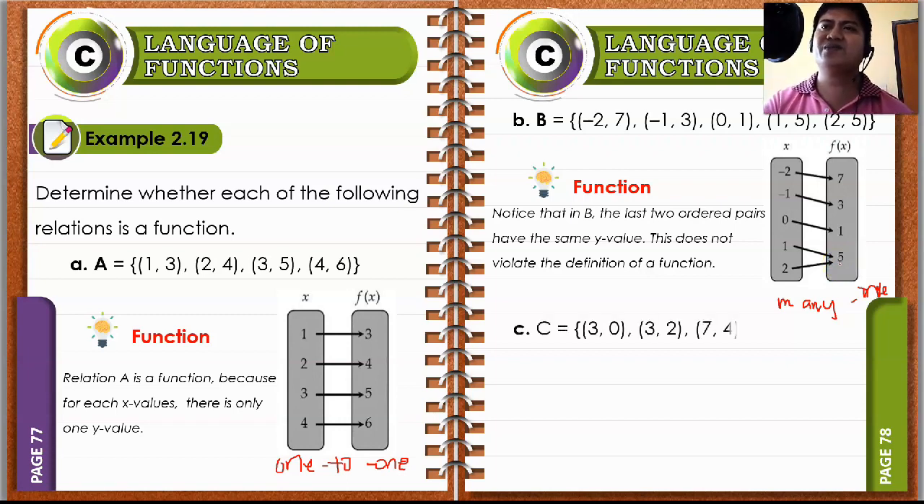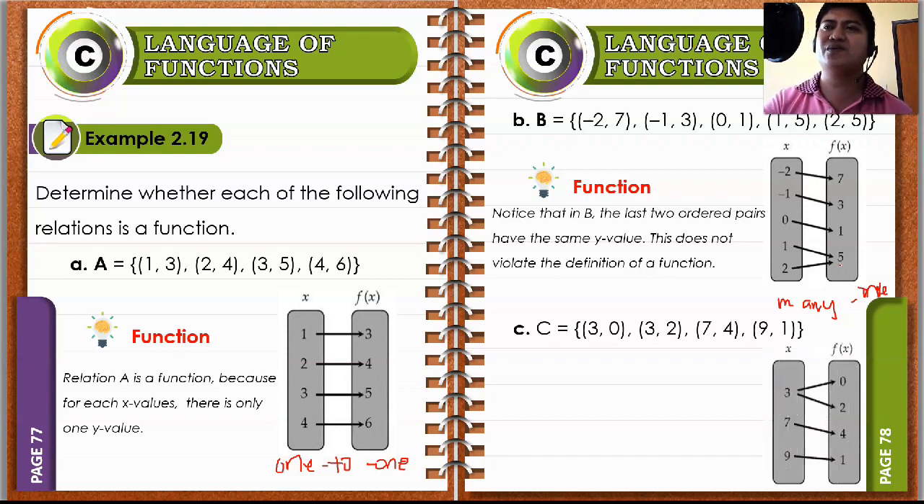Now, how about this one? (3, 0), (3, 2), (7, 4), (9, 1). So this is one-to-many.